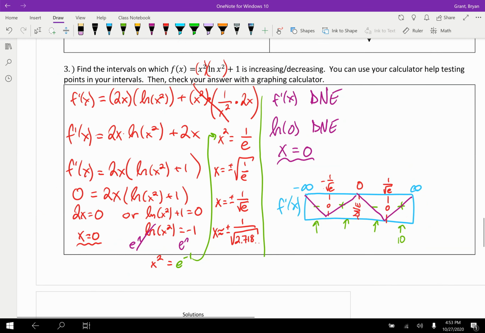We probably should write a conclusion for this one, but I'm pretty much at the end of this, and I think you can do it okay, right? We would just say that f of x is increasing on these two intervals because f prime is positive, and then of course we'd say f of x is decreasing on these two intervals because f prime is negative.